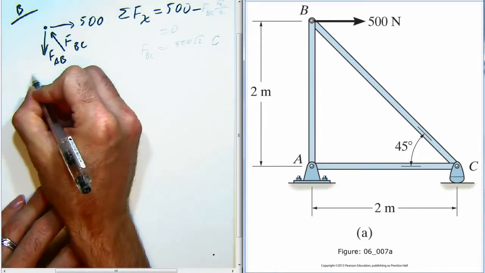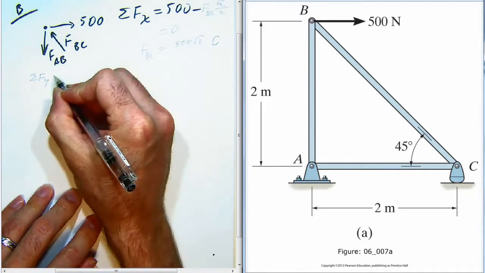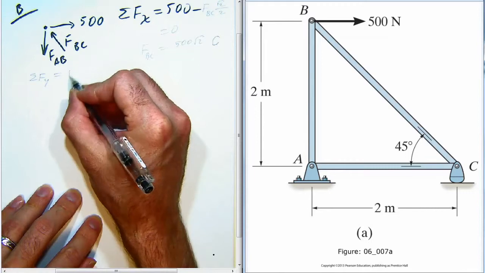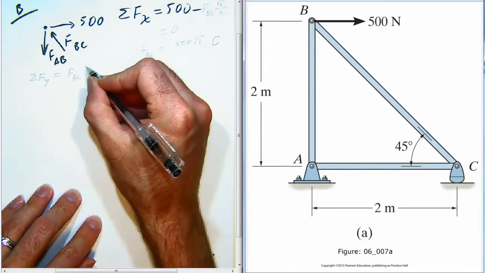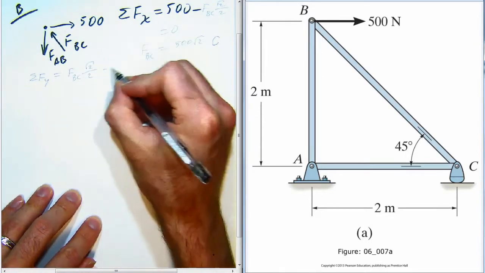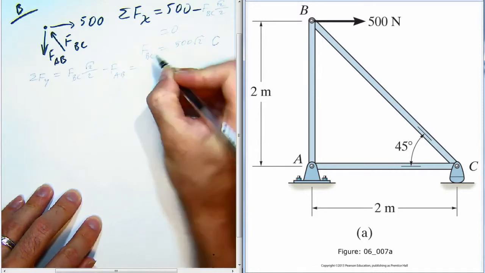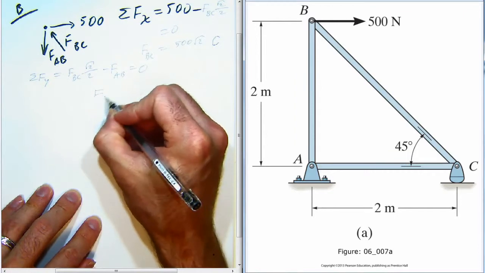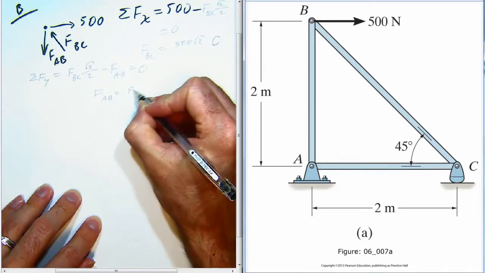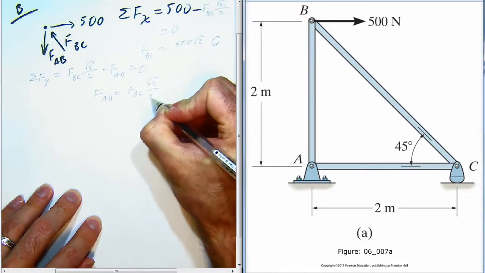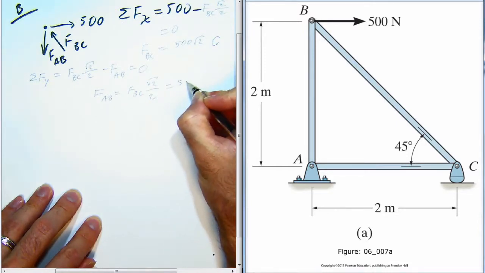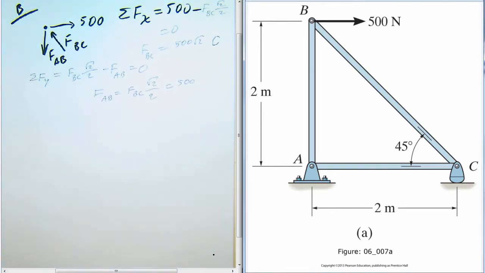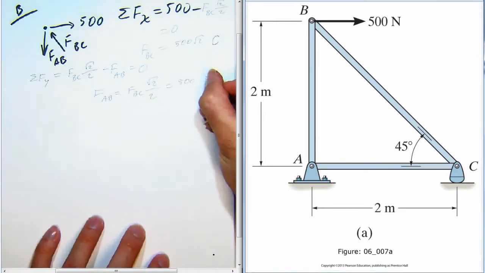And then force balance in the Y direction. So we have the sum of the forces is, again, FBC sine of 45, which is square root of 2 over 2. And then minus FAB, and those add up to 0. So FAB is equal to FBC square root of 2 over 2, which is 500. So FAB is 500 newtons, and that is in tension.